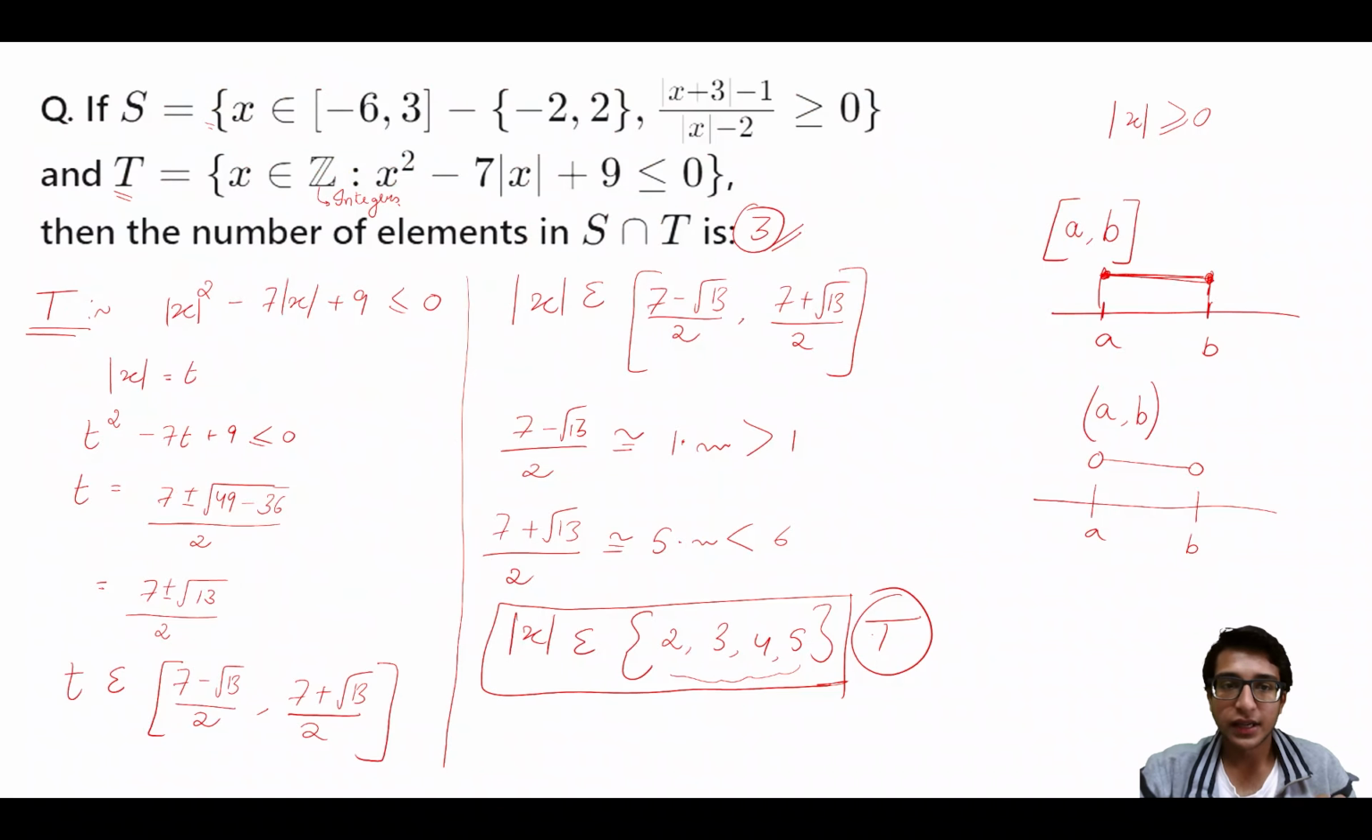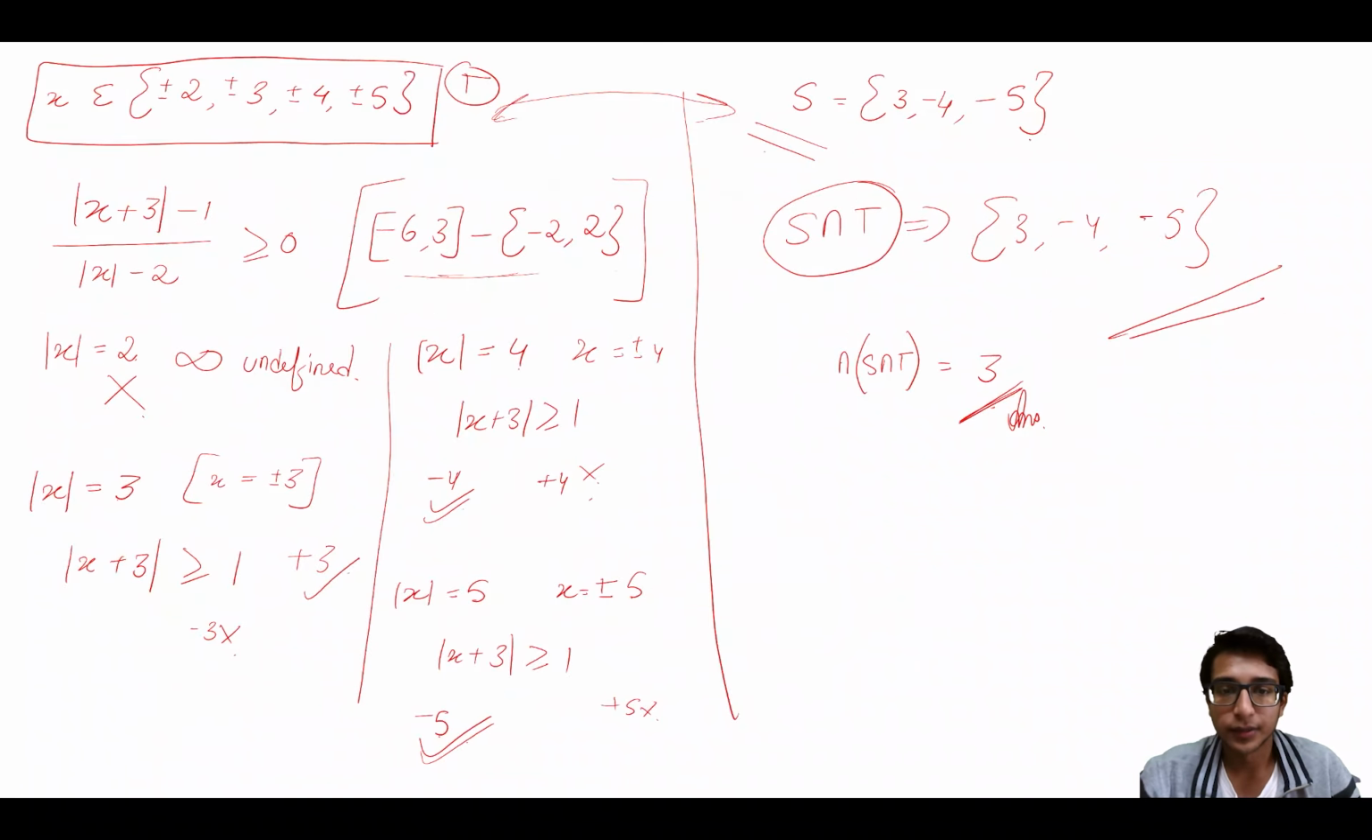So this is how generally you must solve such questions. First, identify which set is easier for you to solve, and then, since they had asked us to find the intersection, we checked each and every element of T in S to see if they are satisfying or not. The ones which satisfied became our answer. The ones which did not satisfy were not included in our answer.